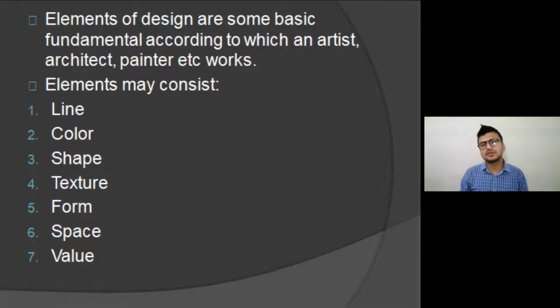So the first element of design is line. The second element of design is color. The third element of design is shape. Fourth is texture. Fifth is form. Sixth is space. And seventh is value. See, these are the seven basic, or we can say the important, elements that one needs.